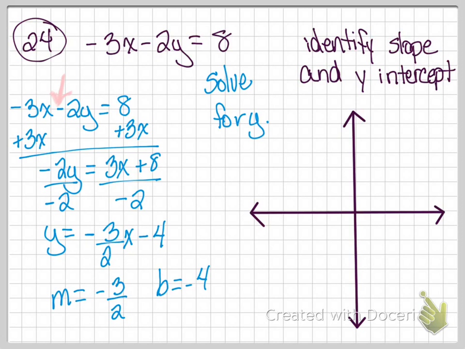And that is how I graph this line. So I am going to start at negative 4. So 1, 2, 3, 4. So here is where I start, right here. And then my slope is negative 3 over 2. So I'm going to go down 3 and over 2. I could also go up 3 and to the left 2. Either one of those is completely acceptable. Okay, so now my line looks like this.